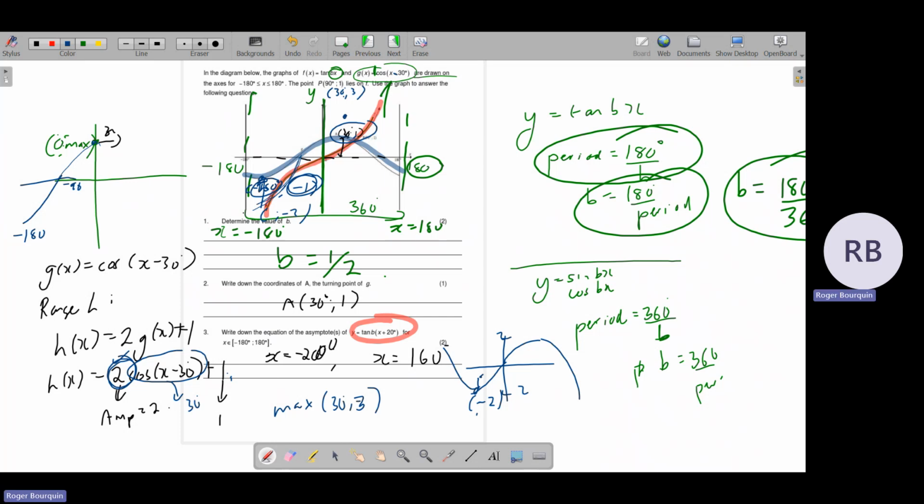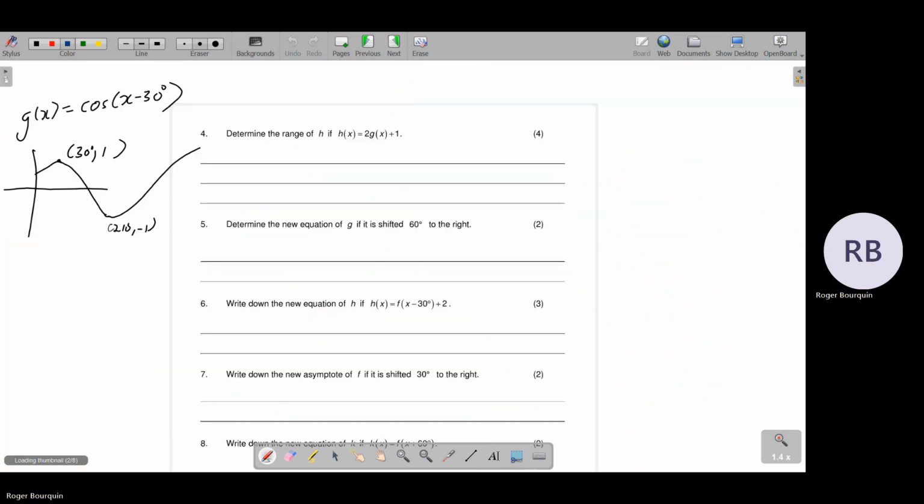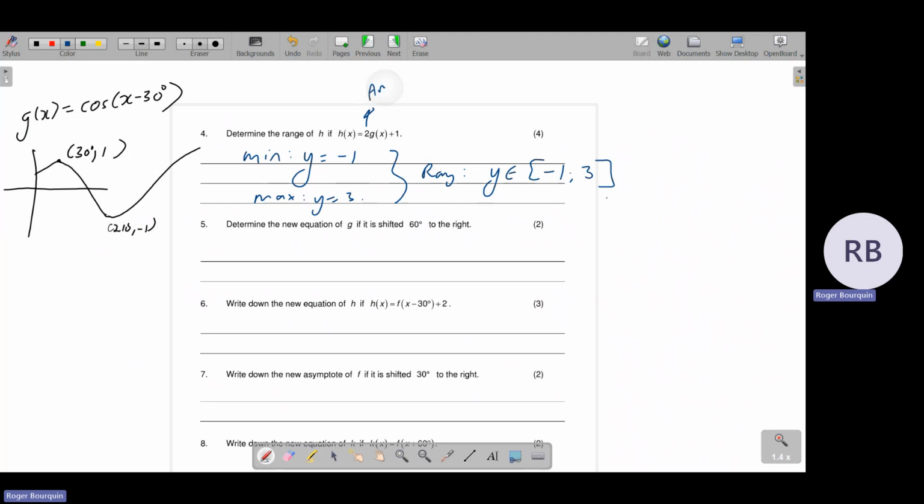Okay. So the minimum y value, this is becoming a mess. What was the minimum y value? Let's go back. Minimum y value is negative 1, and the maximum was 3. So what's the range? Range goes from the smallest y value, which was negative 1, up to the biggest y value, which is 3. So the key thing was recognizing it changes the amplitude to 2. Move up 1. Because you're working with range, you look at your minimum and maximum y value.